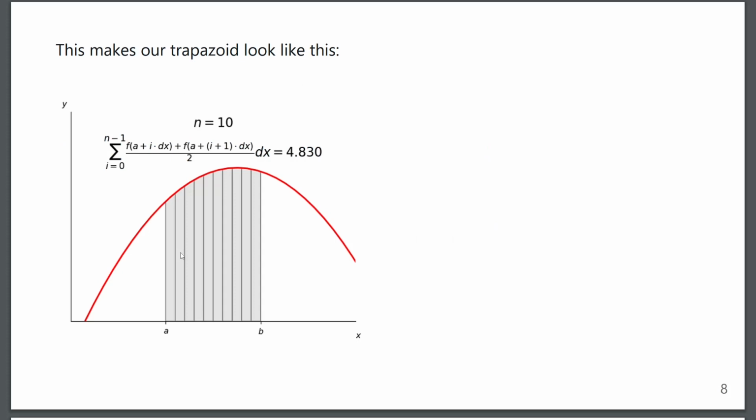Now this makes our trapezoid look like this. If I use 10 trapezoids, I'm drawing straight lines between each of these points, and I see that I get 4.83. So that's closer. It's not exact yet, but it's much closer than 4.75. We're now down to 0.003% or something like that. I'm not doing my math exactly there, but you can see we get a lot closer.